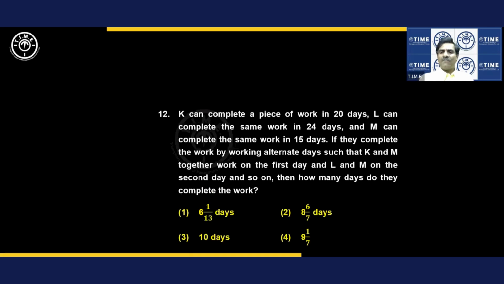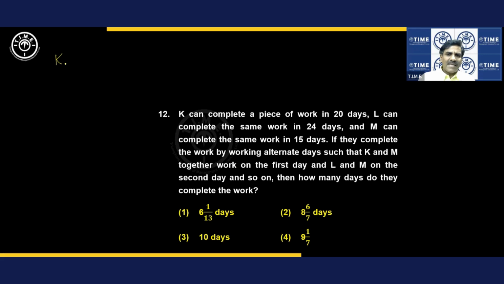K can complete a piece of work in 20 days. L can complete the same work in 24 days. And M can complete the same work in 15 days. If they complete the work by working alternate days, such that K and M work together on the first day and L and M on the second day and so on, then how many days do they take to complete the work is the question. So basically, it's alternate days, but if you are observing carefully, M is working on every day, whereas K and L are alternating between the days.